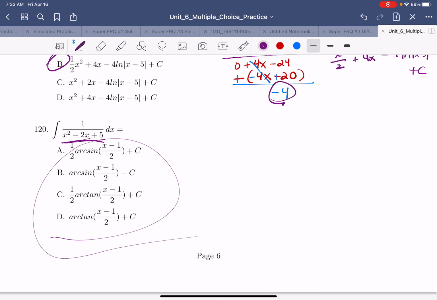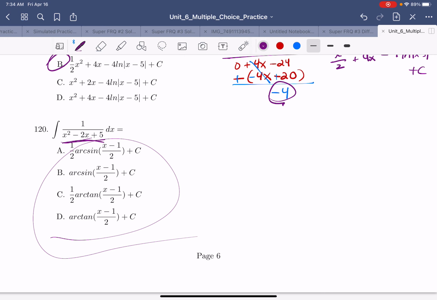And I'll be completely honest with you. I don't even remember the antiderivative of like the trig functions. I need to sit down and actually memorize all of these. So anyways, okay, so how are we going to do this?